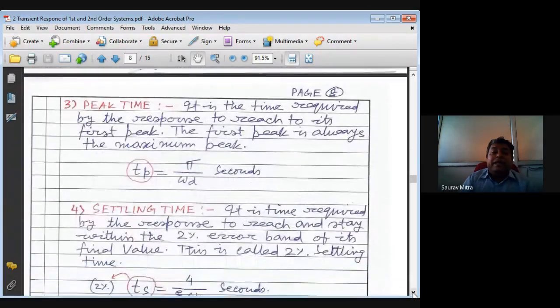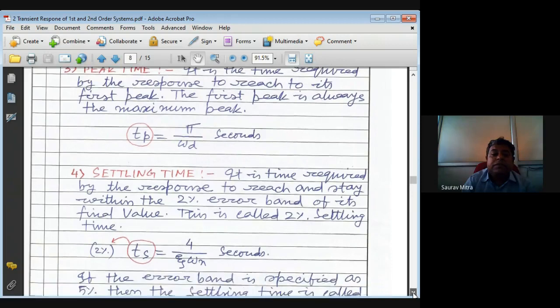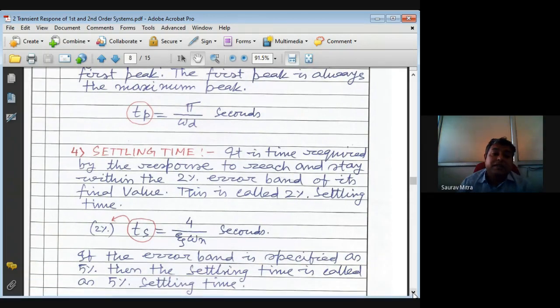Likewise, then peak time: wherever the peak of the underdamped response is achieved, that is called the peak time and is given by pi by omega d. So pi is 3.14, and omega d is omega n into root under of 1 minus zeta square.